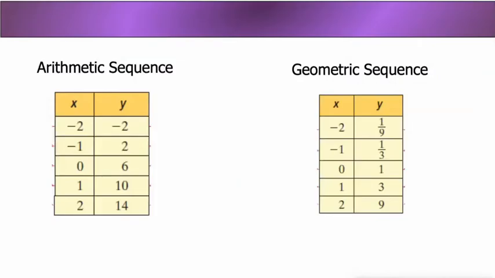Okay, now we're going to look at our table of values and see if we can't come up with what's happening here. What kind of function is represented? Well, here on the left we have an arithmetic sequence, and on the right we have a geometric sequence, and I'm going to show you both of those. So the one on the left, let's look at our change in x. So our change in x is going to go up by 1, up by 1, up by 1, and up by 1.